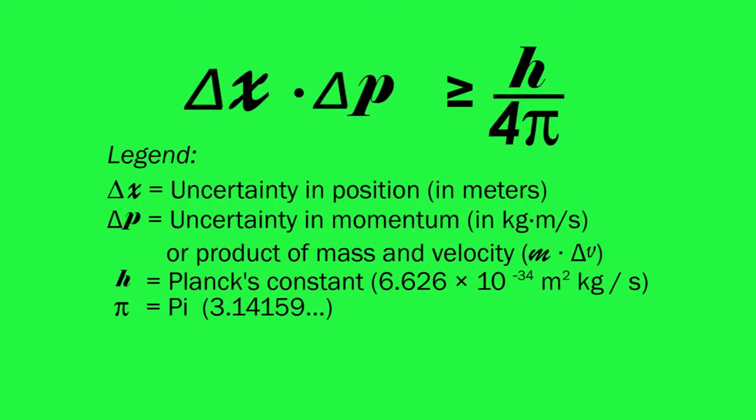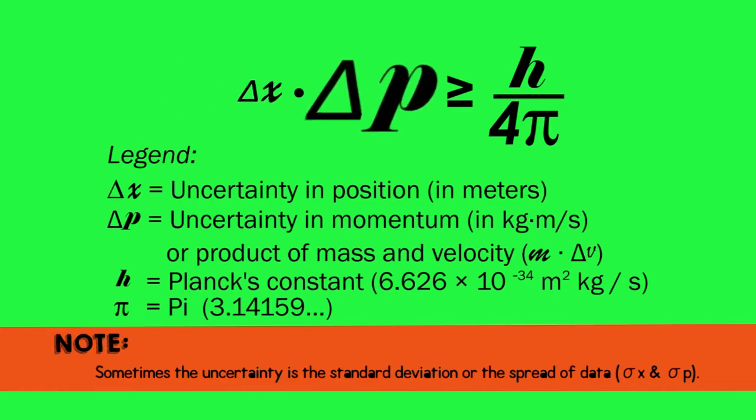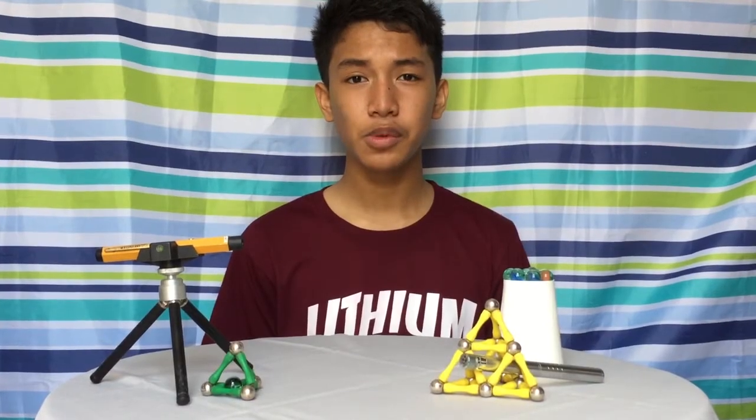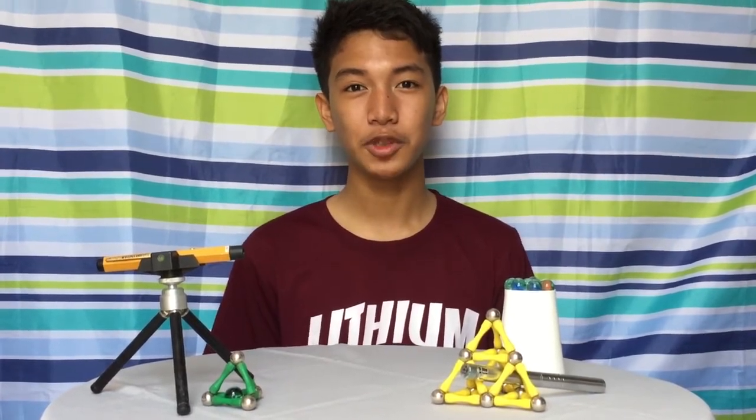which means the more certain you are about its position, the more uncertain you are about its momentum, and vice versa. To understand this, we must discuss the basic concepts of quantum mechanics.